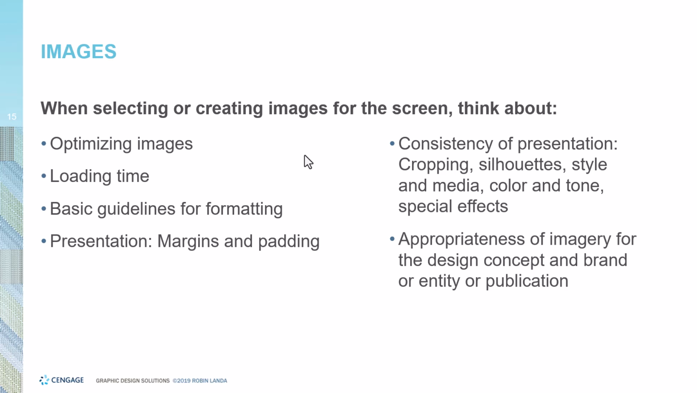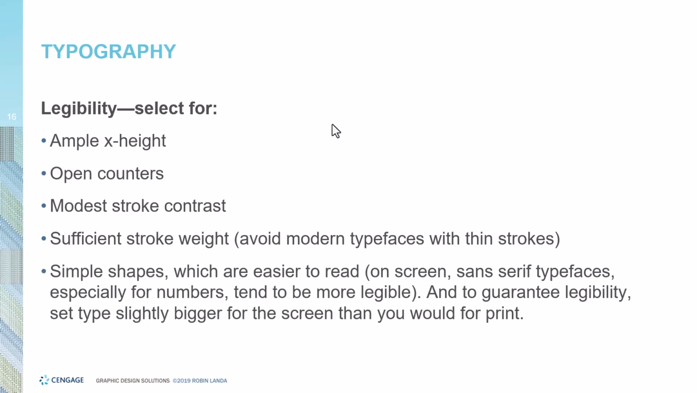Think about the size of images in relation to the text, the style and media of images in relation to typeface selections, consistent visual vocabulary for icons, the audience and how imagery is going to communicate to that mass audience. The basic rules about typography apply to screen media. When designing with type for the screen, consider the legibility.